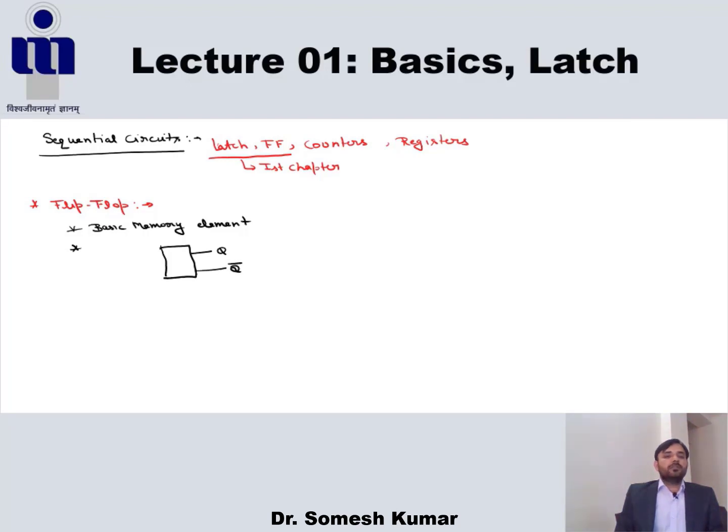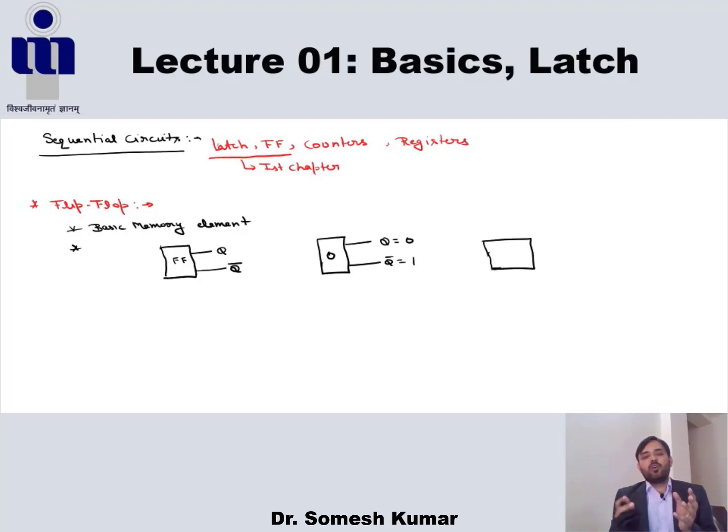As I already told you, a flip-flop can store 0 and 1. If it stores 0, then its Q is 0 and Q bar output is 1. If it stores 1, then Q is 1 and Q bar is 0. So basically in the output there are two stable states, one is 0, second one is 1. That's why it is sometimes also called the bistable multivibrator circuit.